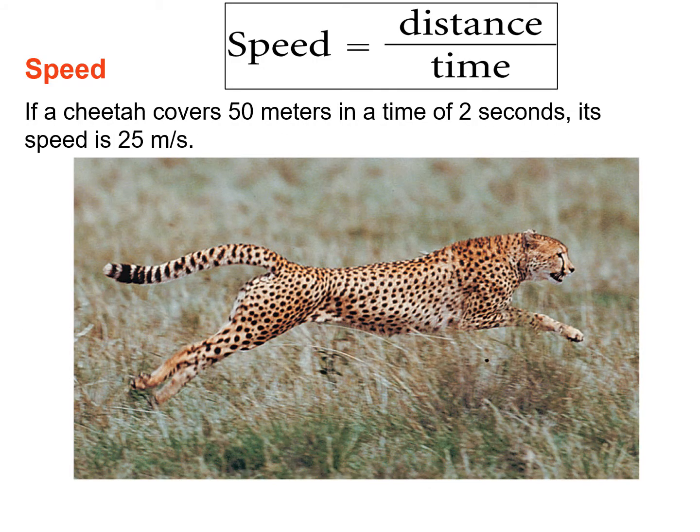As an example, if a cheetah covers 50 meters of distance in a time of 2 seconds, then its speed is distance divided by time. The answer is not 50 divided by 2 equals 25. It's 50 meters divided by 2 seconds, which equals 25 meters per second. You have to have those units of measurement as well.